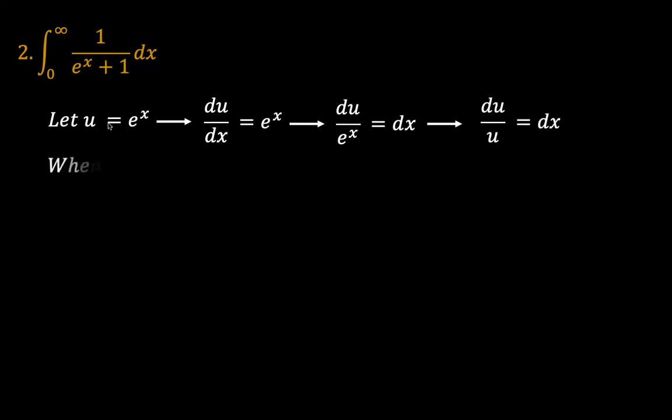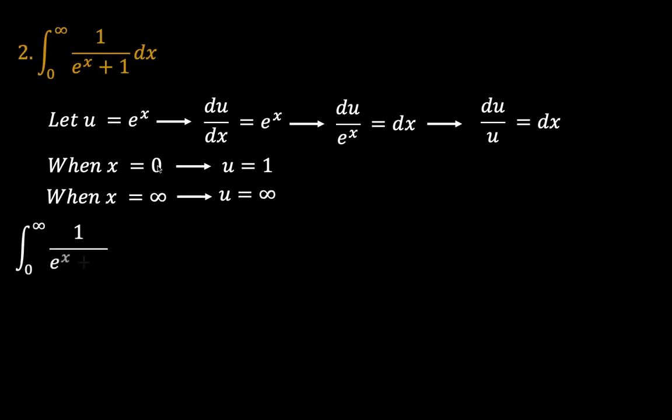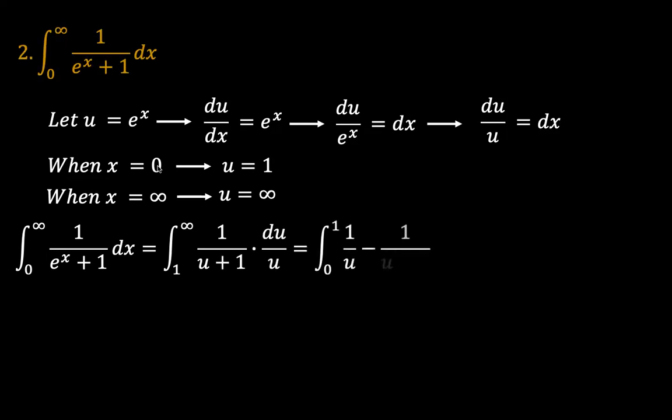And so also the boundaries. So when x equals 0, that means that u is equal to e to the power 0, which is 1. And then when x equals infinity, that means that e to the power infinity is infinity, so u is equal to infinity. And so now the integral from x equals 0 to infinity of 1 over e to the power x plus 1 dx is the same as the integral from u equals 1 to u equals infinity of 1 over u plus 1 times du over u.